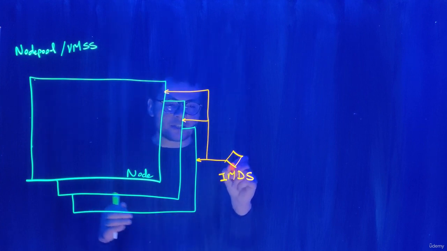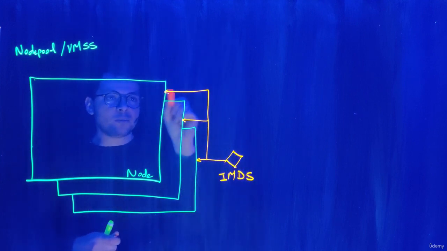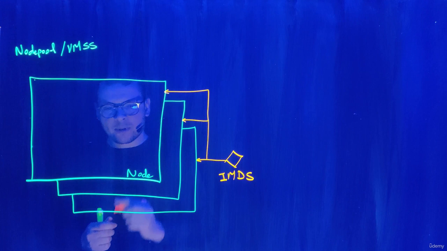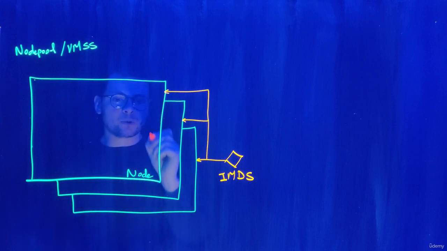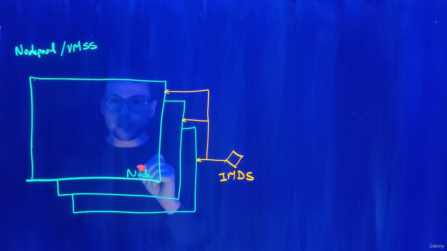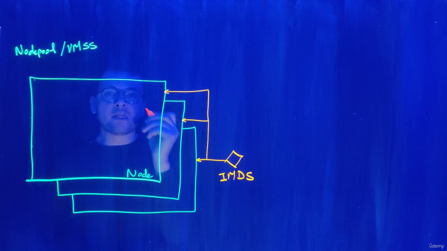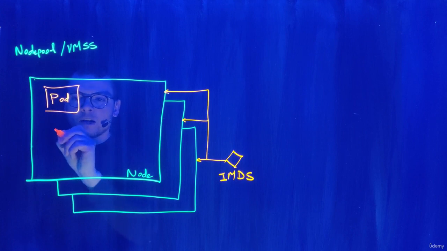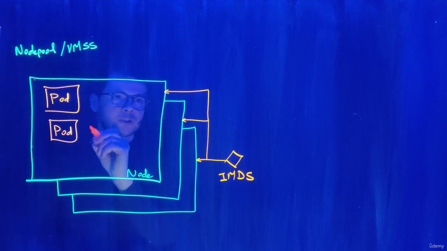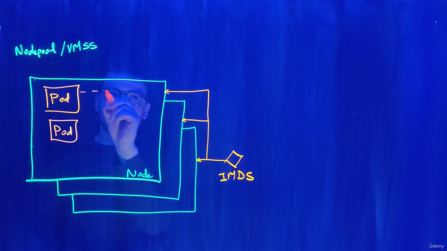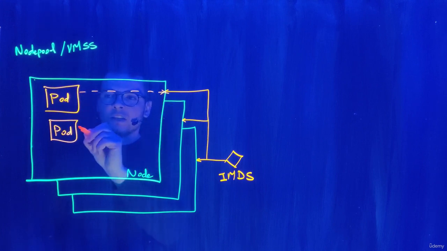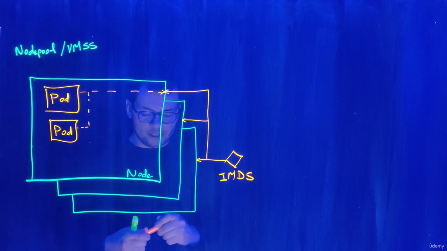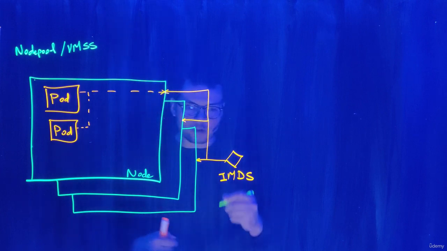So that instance metadata service endpoint will be available for all the applications running inside those nodes. That includes the node itself, and that also includes the pods running inside this cluster. So if I have a pod running right here and another pod running right here, all of these pods will have access to that metadata instance. Up to here, all is fine. There is no issue right here.